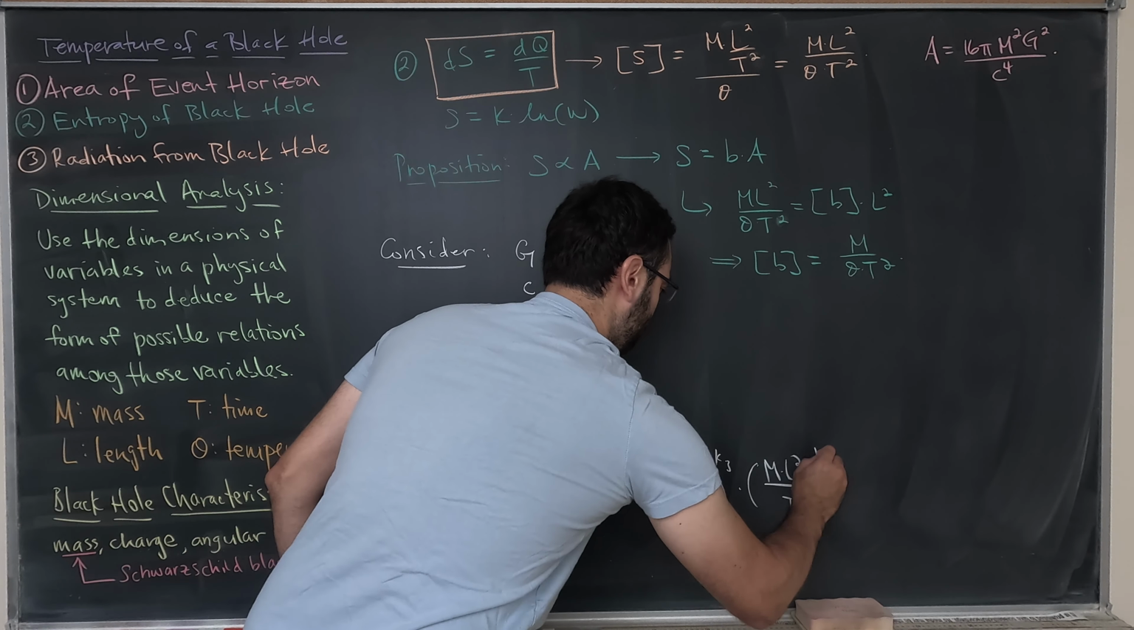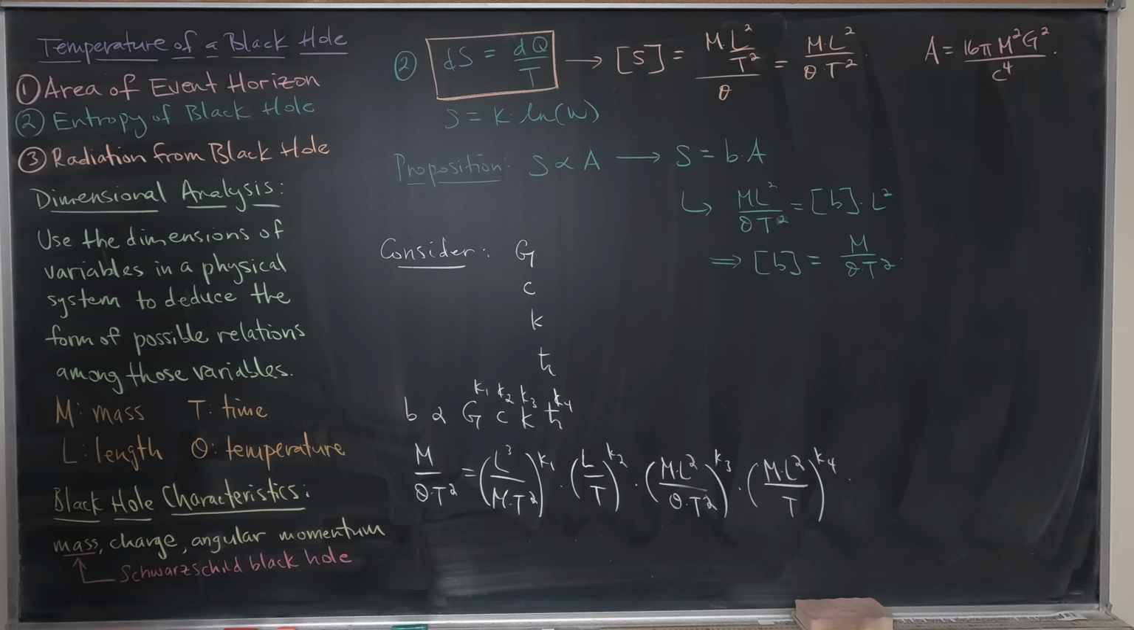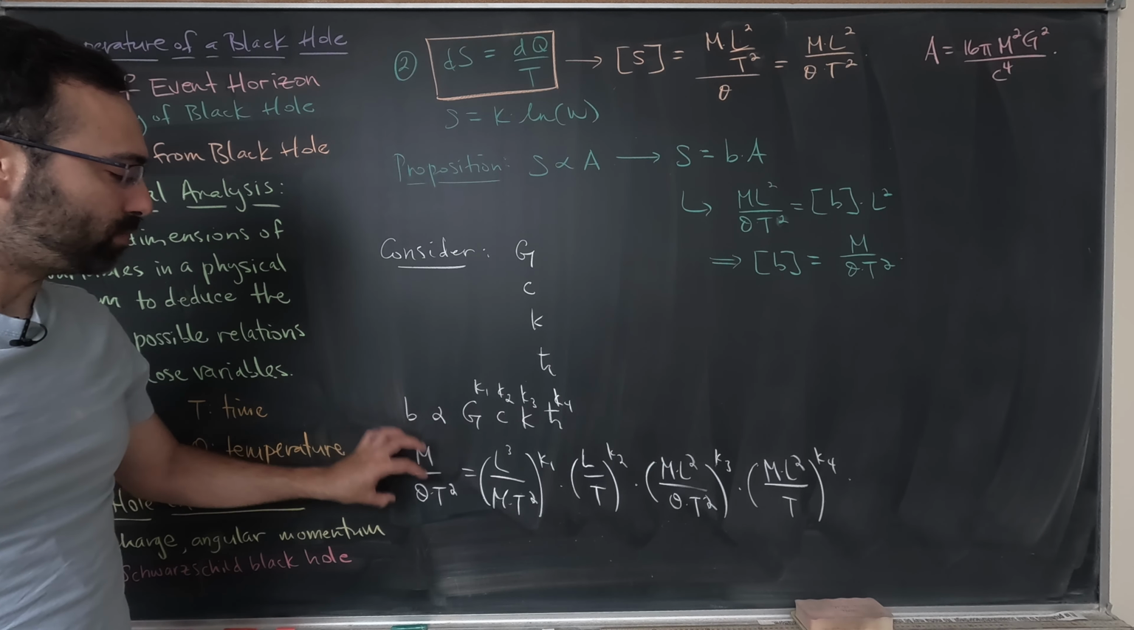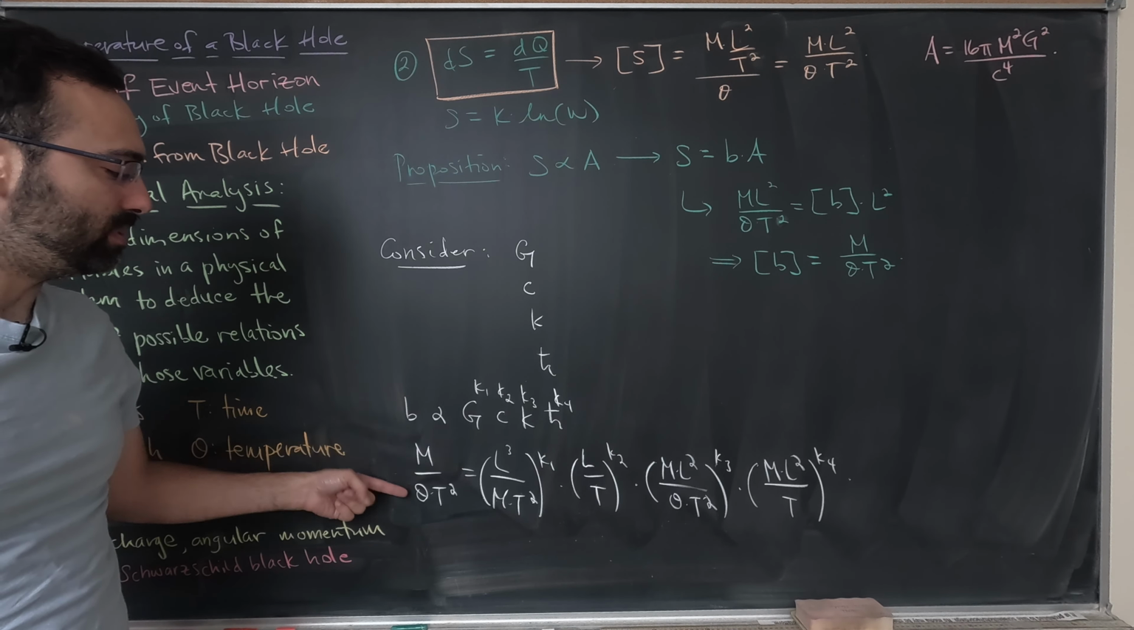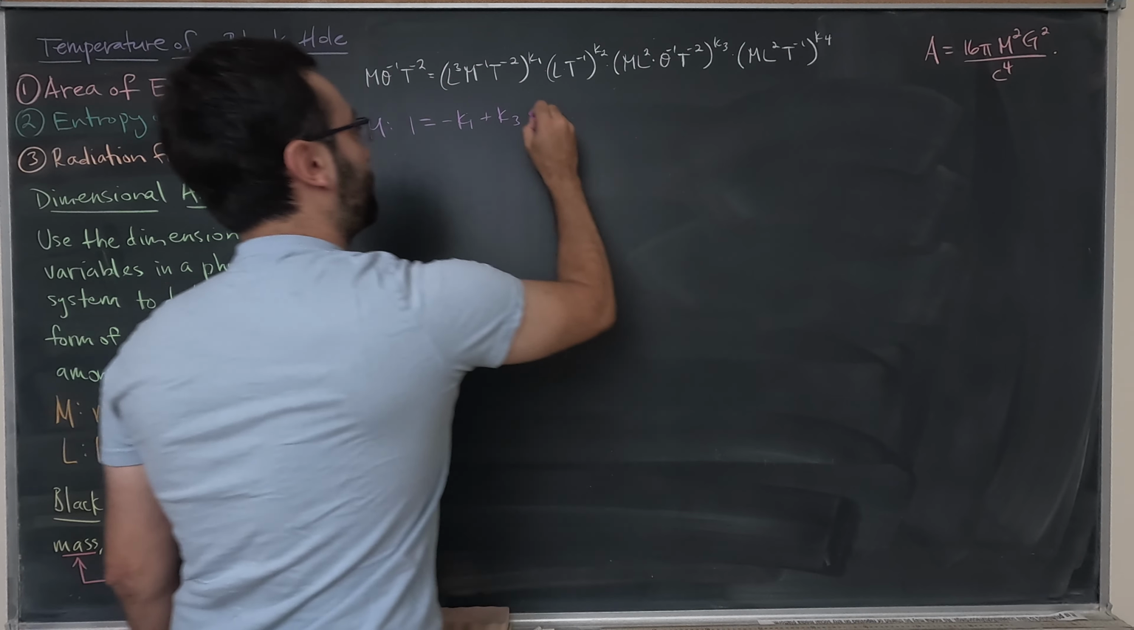So now our job is to do exactly what we did earlier. We'll have to eventually equate all the exponents on the left-hand side of these variables or dimensions with what we have on the right-hand side. So let's do that. Okay, so here we are now, let's continue. Over here we have the following. The masses, on the left we have an exponent of 1. On the right-hand side we have a negative K1, a K3, and a K4.